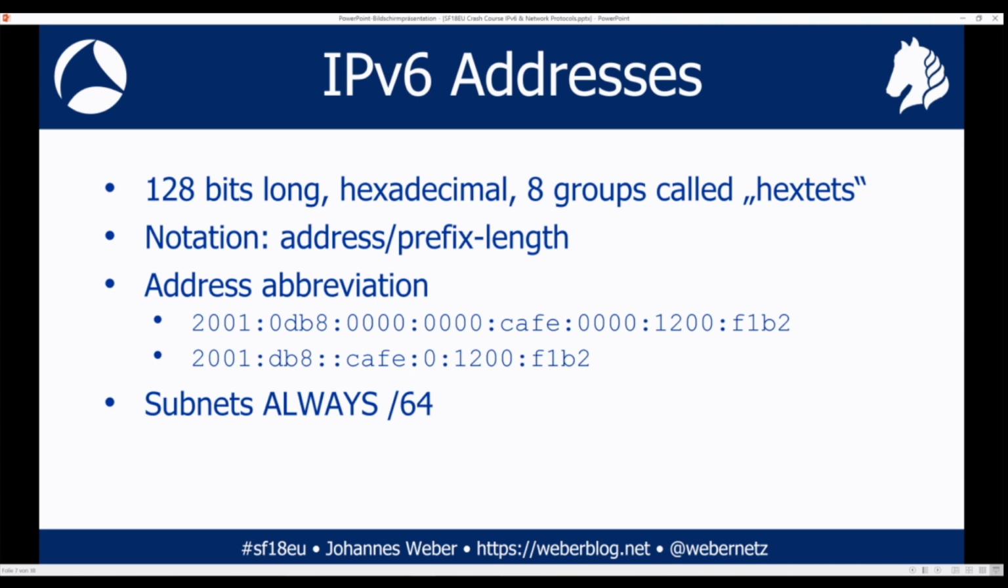Many IPv6 addresses you will see in the trace files are really short, because they use few hexadecimal values in the first hextet and a 1 in the last hextet.